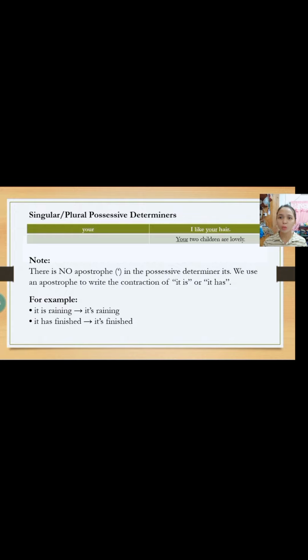Note that there is no apostrophe in the possessive determiner its. We use an apostrophe to write the contraction of it is or it has. For example, it is raining, it's raining. And it has finished, it's finished. So when we try to identify which is the possessive pronoun determiner in a sentence, make sure you choose the word its, not the it's that has an apostrophe.